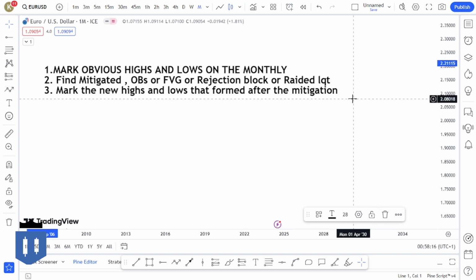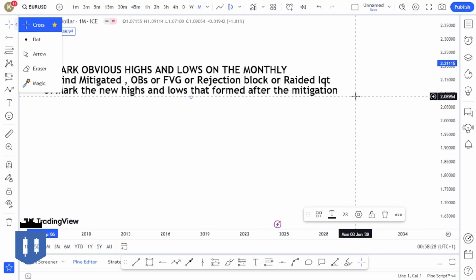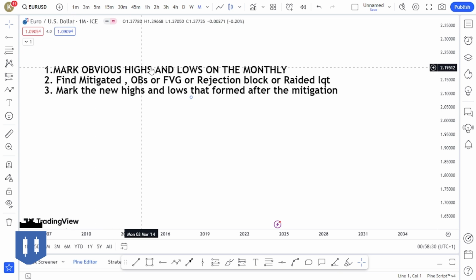Okay, mark obvious highs and lows on the monthly. Find mitigated OBs or FVG or rejection block or rated liquidity. Mark the new highs and lows that formed after the mitigation. So that's what you're going to focus on.